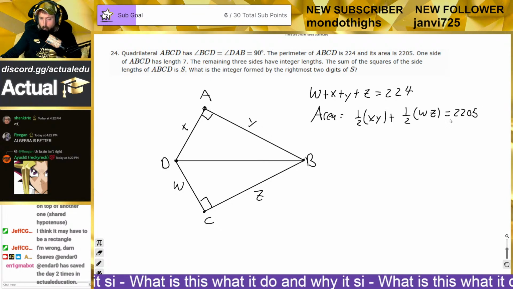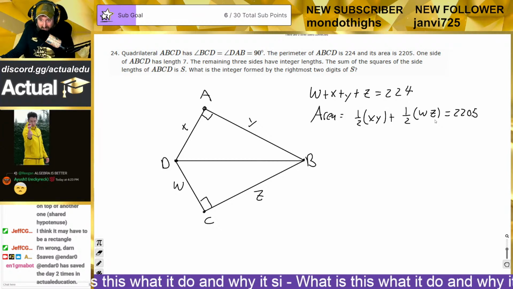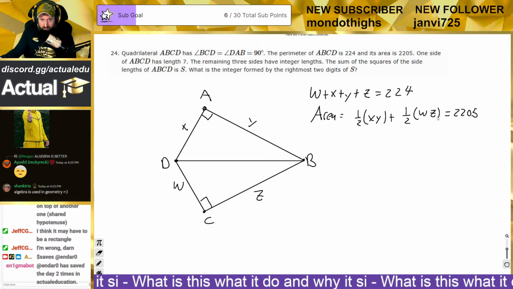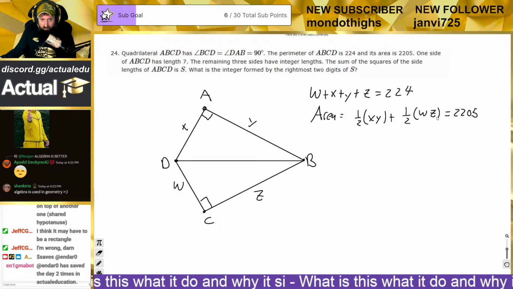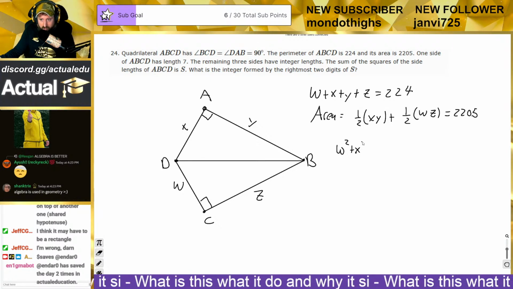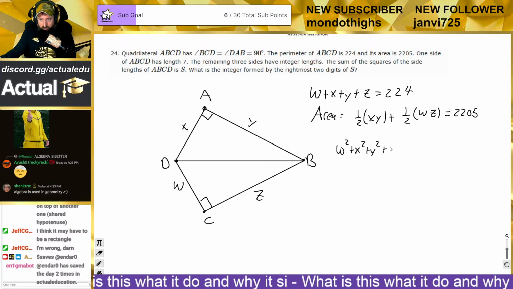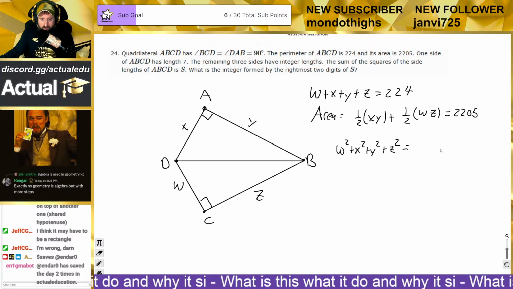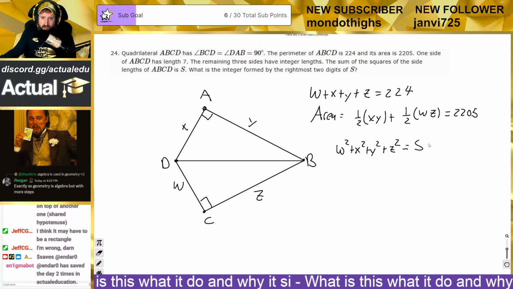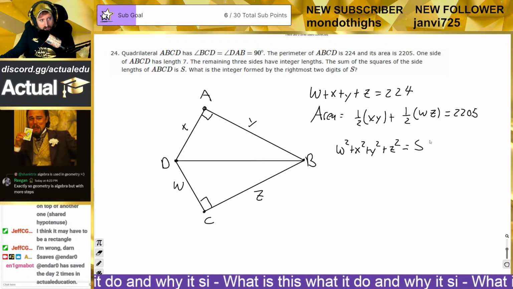All right. One side has a length of 7. Just one. And then the sum of the squares of the sides is S. So W squared plus X squared plus Y squared plus Z squared is equal to S. And then they want the integer formed by the rightmost 2 digits of S.